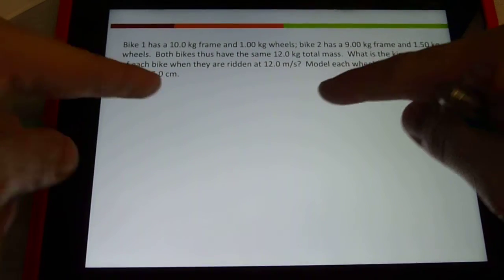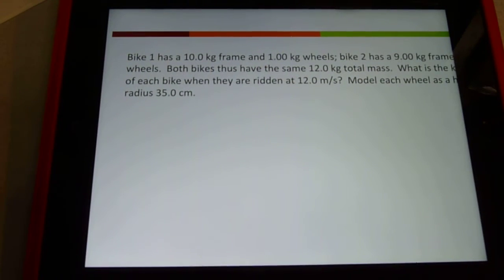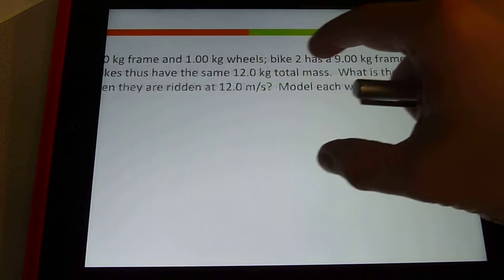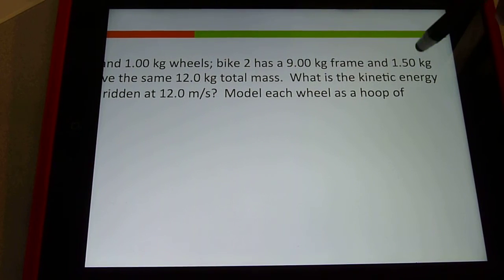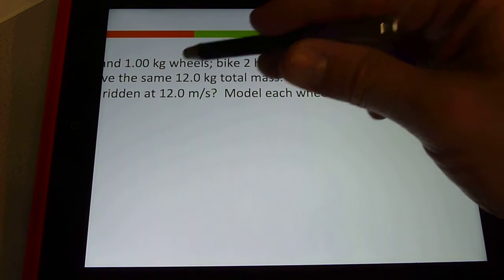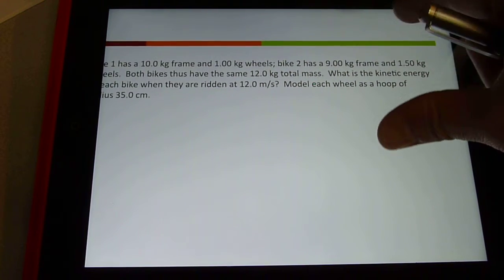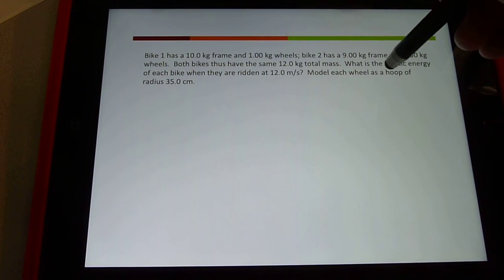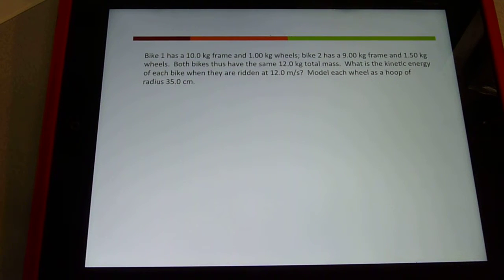In this video we're going to work this problem that deals with two different bikes traveling at the same speed. The bikes have the same mass, though they are distributing that mass differently. One bike has a 10 kilogram frame and two 1 kilogram wheels. The other bike has a 9 kilogram frame and two 1.5 kilogram wheels, therefore making the total mass of each one 12 kilograms. We want to model each wheel as a hoop and determine the kinetic energy of each bike and see how they compare.